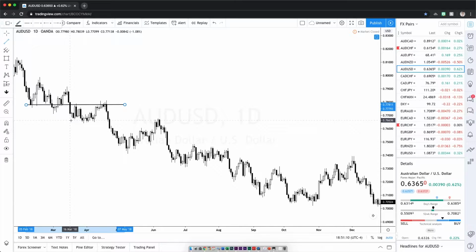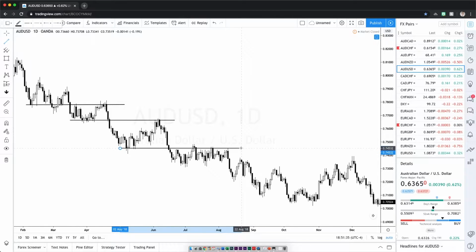All right. Next, we'll come down to this level. We'll draw a line there. So this was support. As you can see, price bounced up, hit our resistance, fell through support, came back, tested that same level, which now turned into resistance. So very, very simple. Just plotting lines on the chart for now.